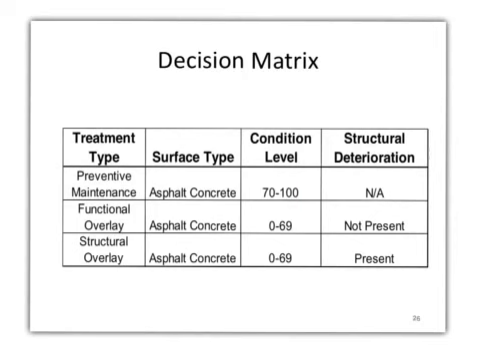While if I need to apply the functional overlay, I have a condition between 0 and 69 and there is no structural deterioration. But if I have a structural deterioration and the PCI is low, which is less than 70, then I need to apply a structural overlay. So what I'm trying to say here is you can use a decision matrix or decision tree. Both of them are valuable tools that you can use while you are planning for your multi-year prioritization.